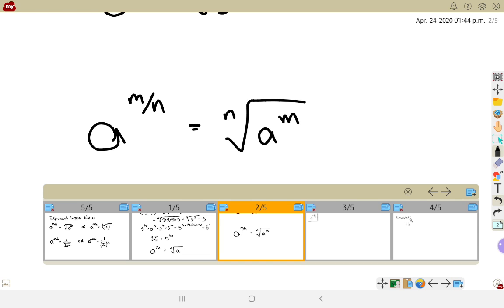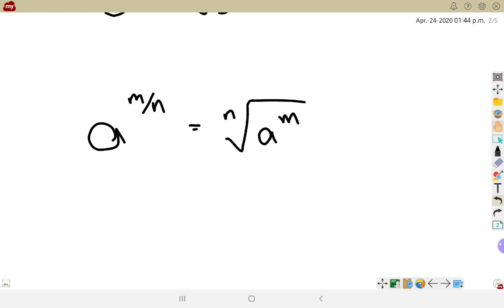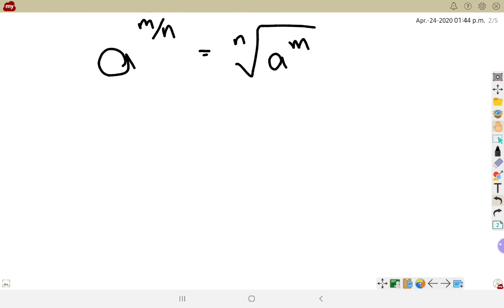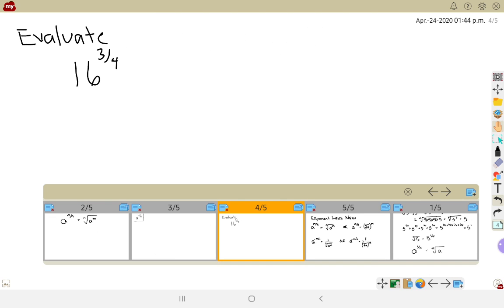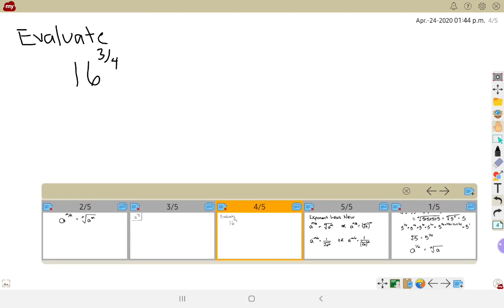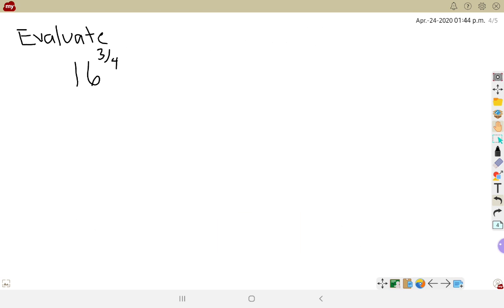Okay, now with that, I'm going to show you there's 2 different ways we can work with that one. So for example, what if I wanted to evaluate something like this? So I've got 16 to an exponent of 3 over 4. Now I've got 2 choices on how I do it. One I think is a little bit more difficult because you need your calculator to help you, and the other one we can do without. So I'm going to show you the hard way first.